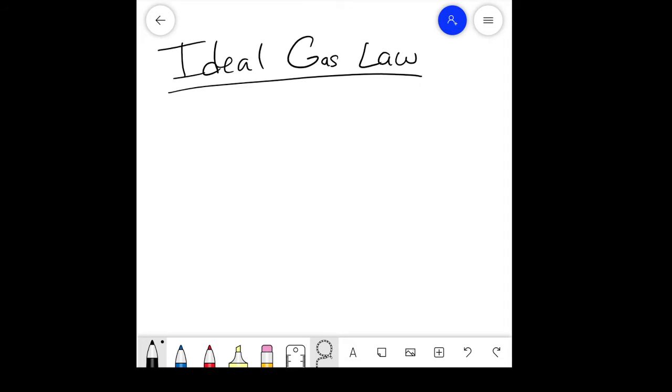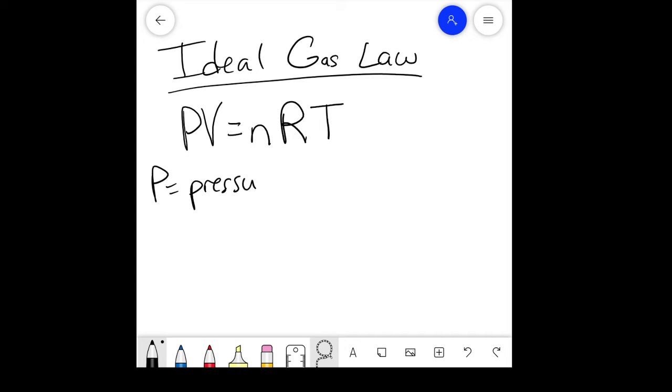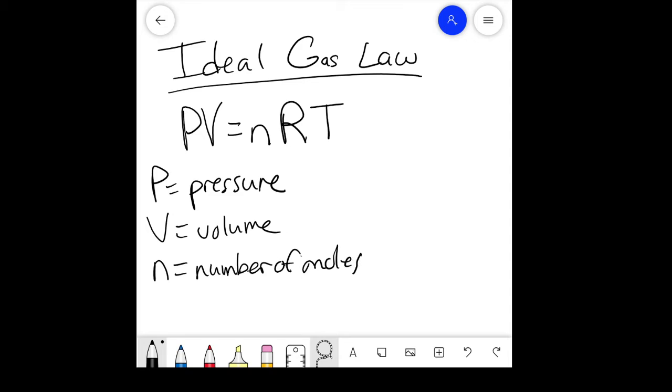So this one combines literally everything we have seen before into one law. The ideal gas law is PV equals nRT, where P equals pressure, V equals volume, n equals number of moles, R equals a constant, and T equals temperature.